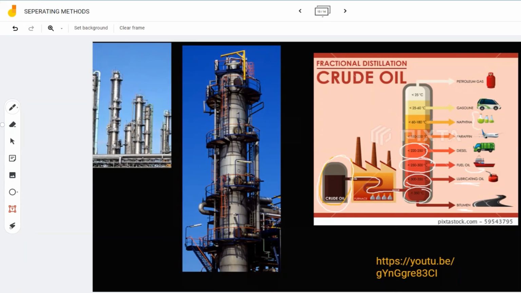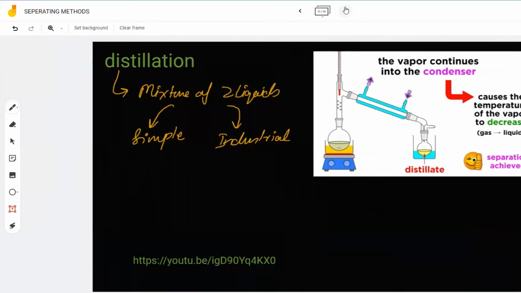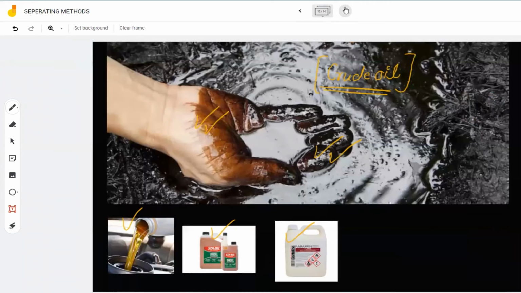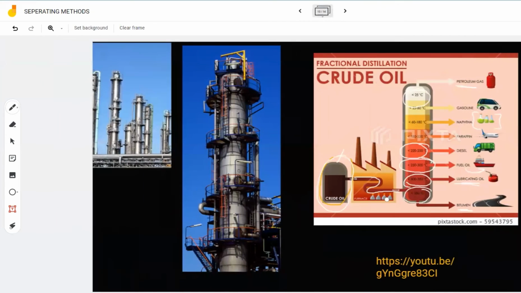Naphtha is used in laboratories. Gasoline, for cars. Petroleum gas, at 25 Celsius, the lowest temperature. So we collect all of it just from crude oil. But if crude oil is in this form, is it useful? No. So we have to collect these things from here. The reality is like this, but this is a cartoonist picture. Did you all get the idea?